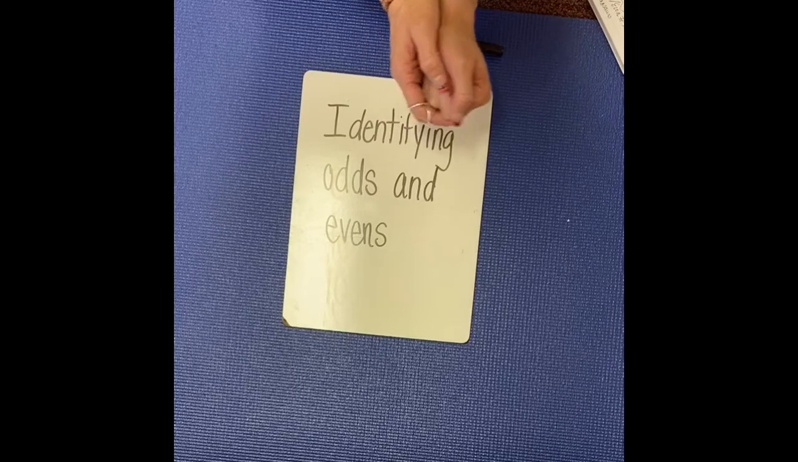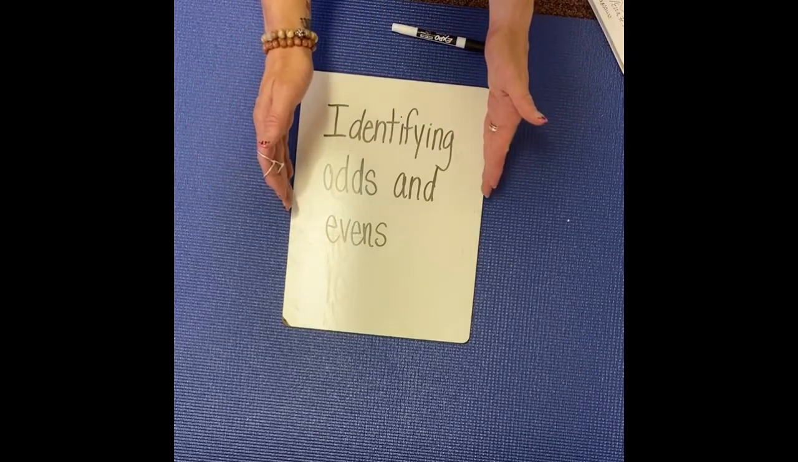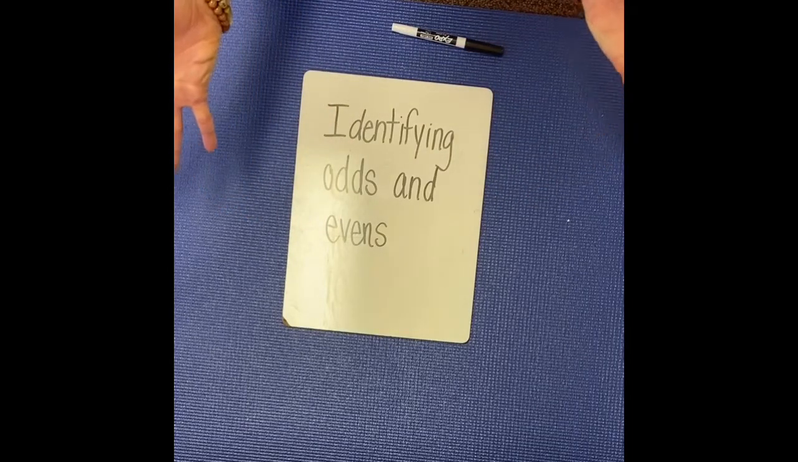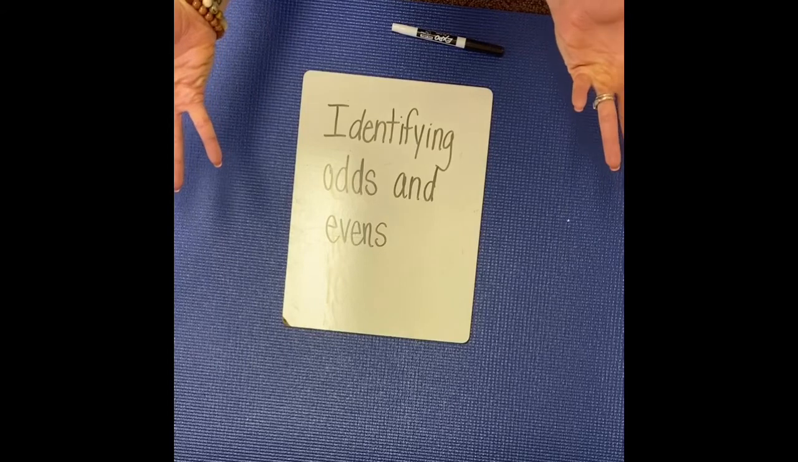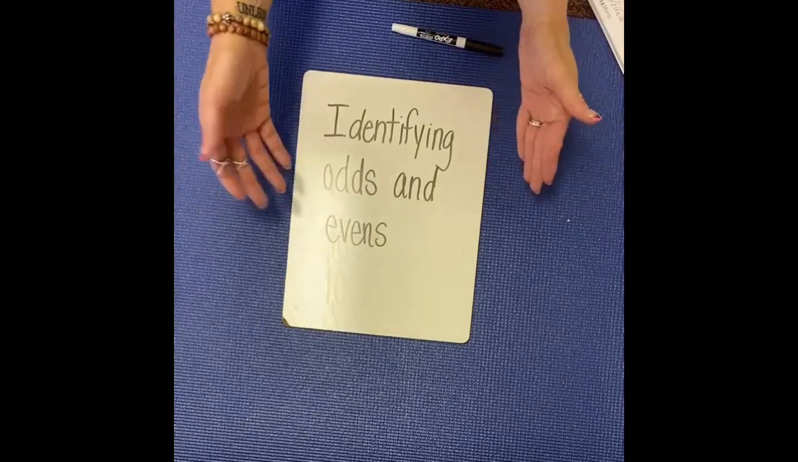Now we're going to make things a little more complicated. Numbers don't just stop at the number 10. They go on forever and ever and ever and ever and ever. So you don't have that many fingers. So we have to figure out another way to tell if a number is odd or even.